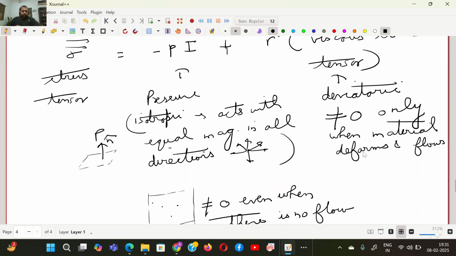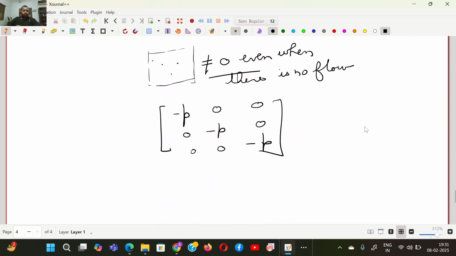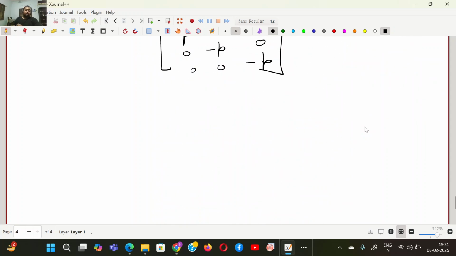Now let us focus a little bit on the viscous stress tensor term. Let us take the simple example of Newtonian fluids, that is, the fluids which obey Newton's law of viscosity. Tau is proportional to the velocity gradient, velocity gradient to the power 1.